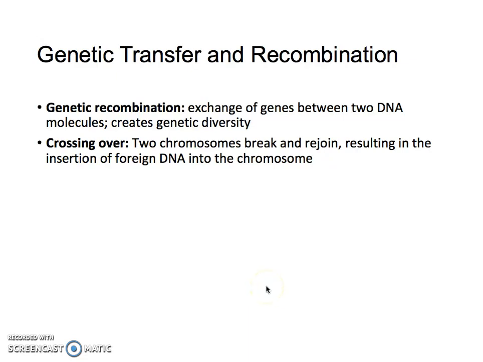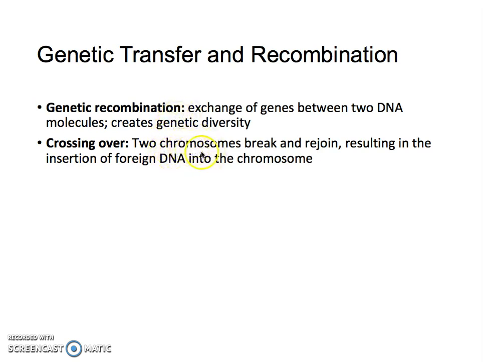The last little bit that we're going to talk about is genetic transfer and recombination. So how do all of these bacteria spread their genes and basically cheat? Genetic recombination is the exchange of genes between two DNA molecules that creates genetic diversity. Remember, binary fission doesn't allow for sexual reproduction, so this genetic recombination is really the only way this is possible.